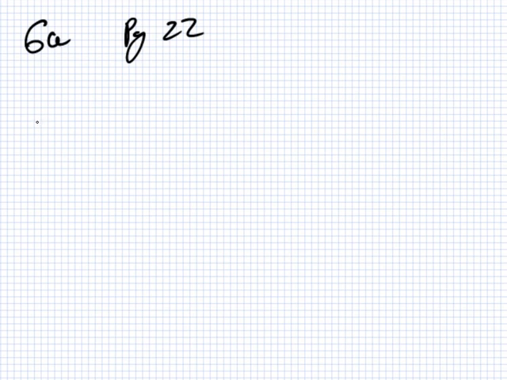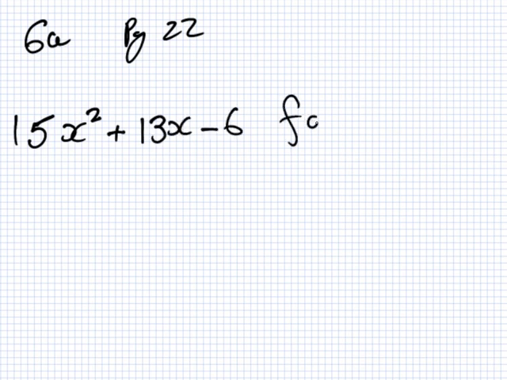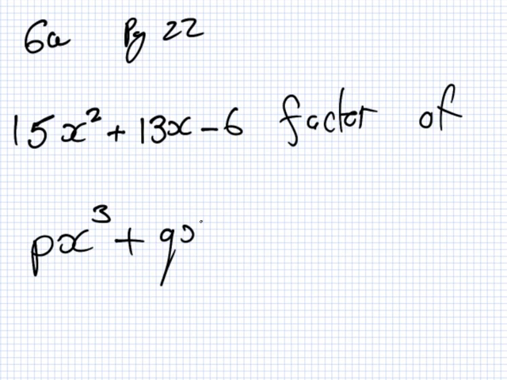What's the quadratic? It's 50x squared. 15. Yeah. Plus 13x. Minus 6. And that's a factor of x cubed plus 2x squared minus 45x plus 18. Like this? Yeah. Okay, first thing we have to do is factorize this.